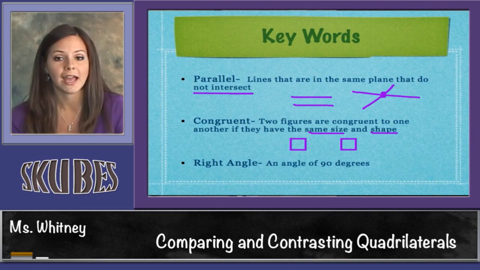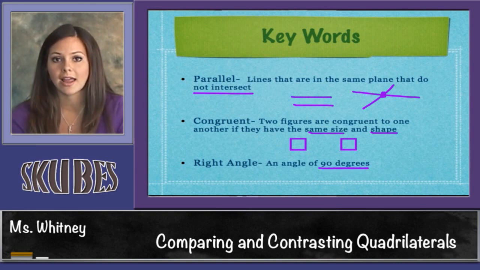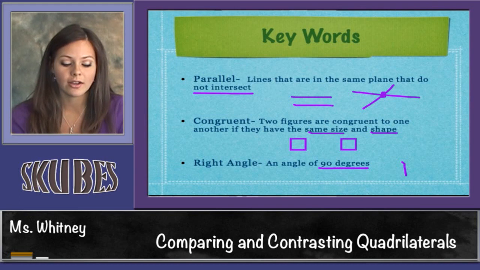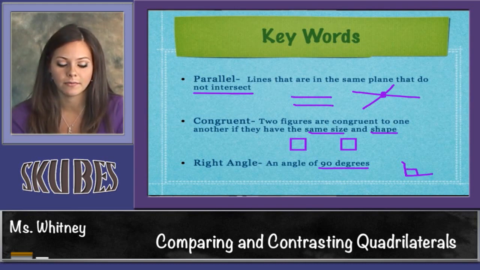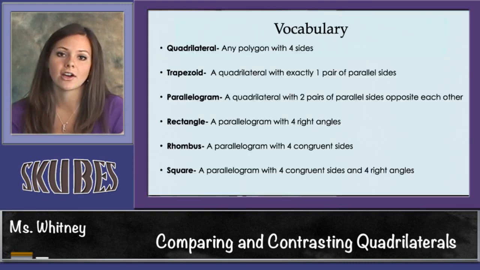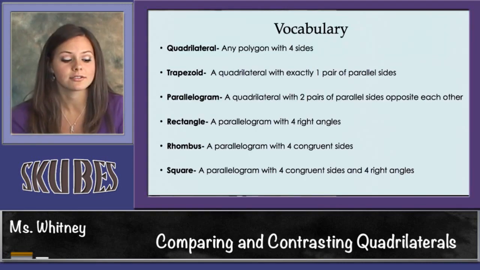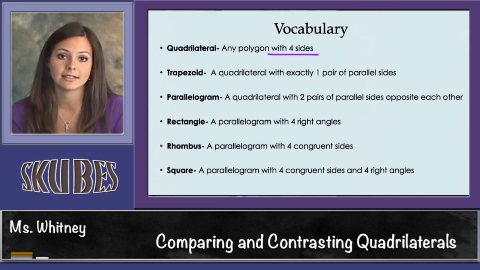The next word is right angle. An angle of 90 degrees is a right angle. The corner of your paper makes a 90-degree angle. Now let's talk about some different quadrilaterals. A quadrilateral is any polygon with 4 sides.